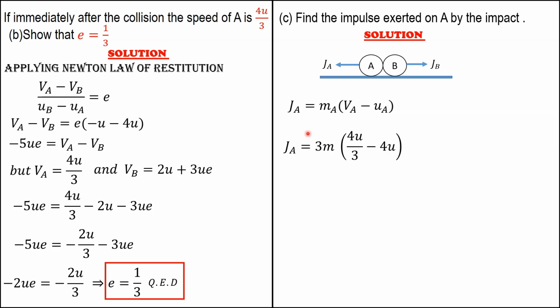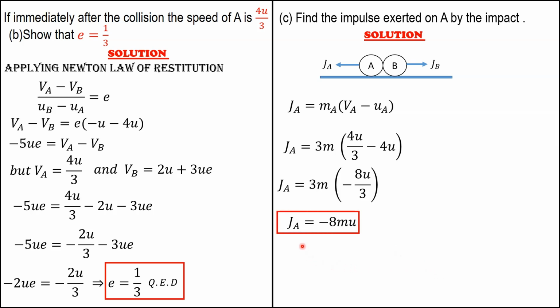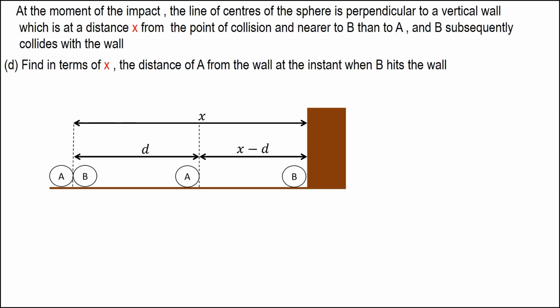For which further simplifying, we get the impulse exerted on A by the impact to be equal to 3m times VA, which is known to be 4u divided by 3, then minus UA, which is actually 4u. For which further simplifying again, we get the impulse exerted on A by the impact to be equal to 3m times negative 8u divided by 3. For which further simplifying again, we get the impulse exerted on A by the impact to be negative 8mu, which was actually what was being asked for us to obtain in the C part of the question.